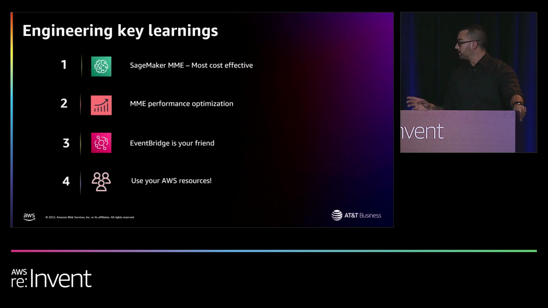And very last, use your AWS resources. Support, account representation, they were with us every step of the way, and that allowed us to deliver a proof of value to production in 4 months, whereas originally projected was almost 2 years. And so that was huge for our organization.